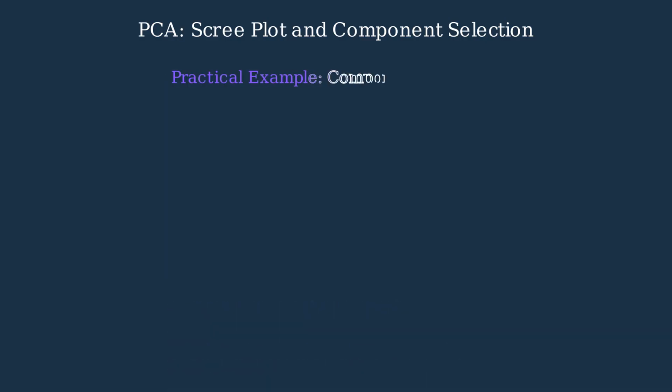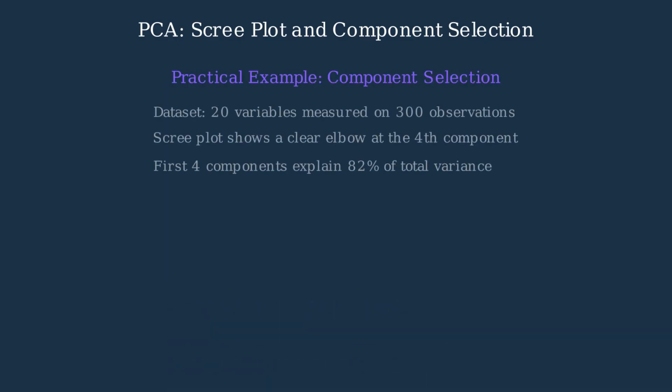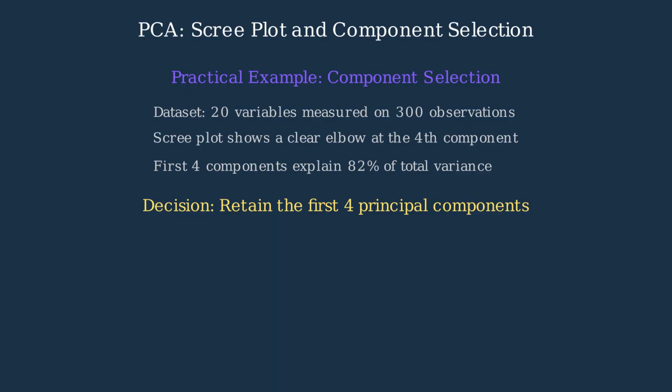Let's consider a practical example. Imagine you have data with 20 variables measured on 300 observations. The scree plot shows a clear elbow at the fourth component. These four components together explain 82% of the total variance in your dataset. In this case, you would likely retain just these first four principal components.